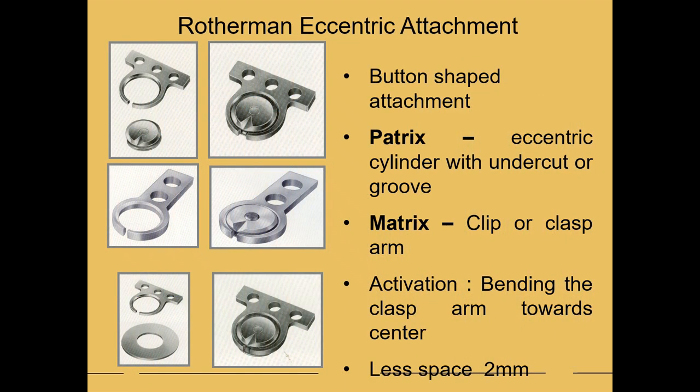The Rotherman eccentric attachment, which is a button-shaped attachment. This is the smallest of all available overdenture attachments, and the attachment looks like a press button with a groove. Here you can see the male component is an eccentric cylinder with an undercut or groove. So this is the male component, and the female component is a clip or the clasp arm. And this is activated by bending the clasp arm towards the center. Here the attachment can be placed in a space as little as 2 mm. Even the height of the attachment is less, around 1.7 mm for the resilient system and 1.1 mm for the rigid system.